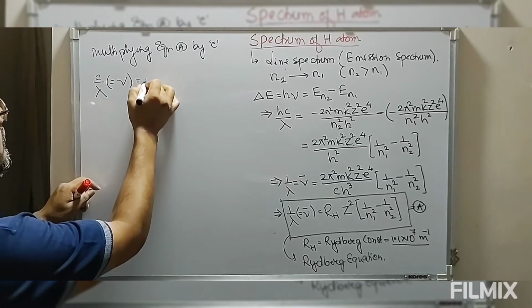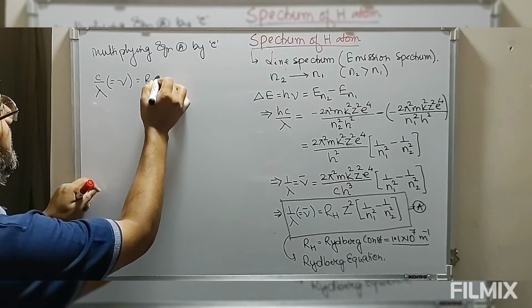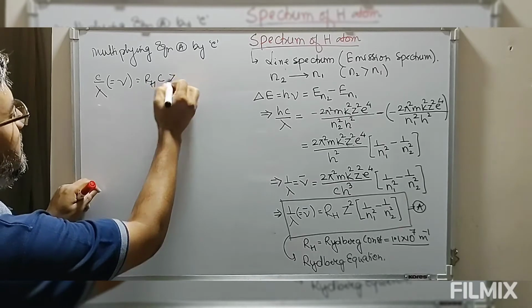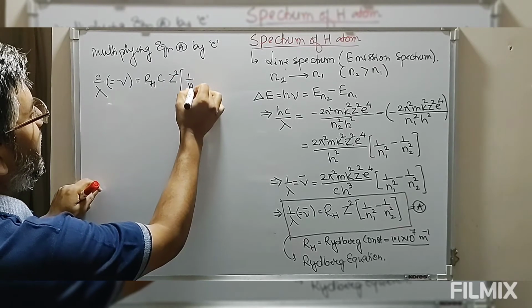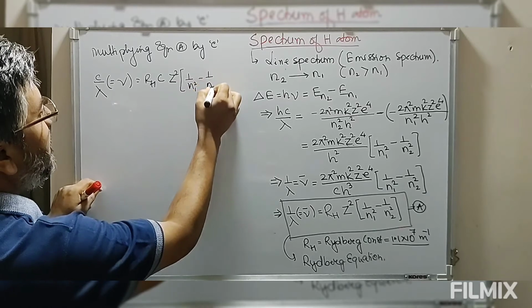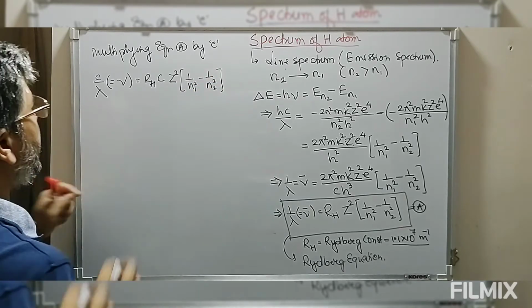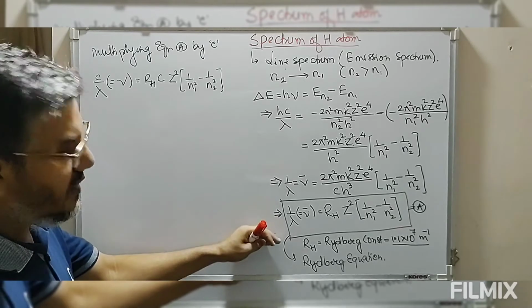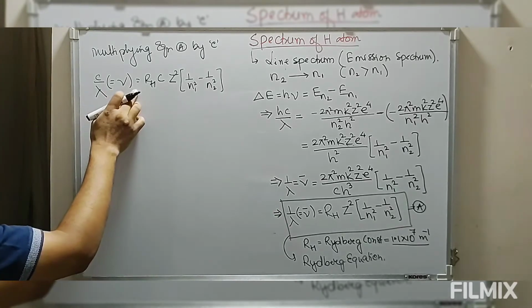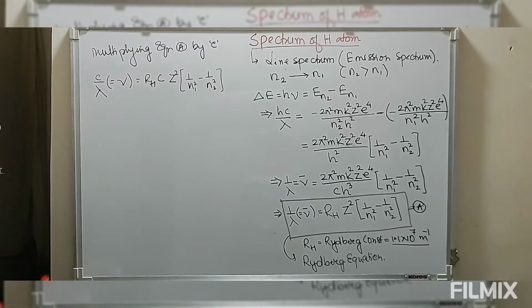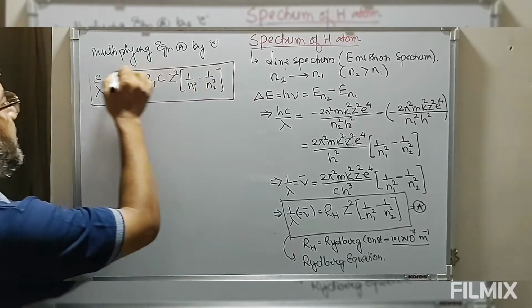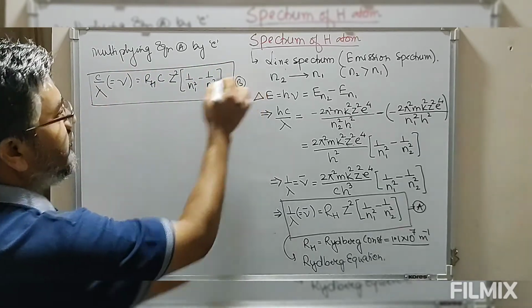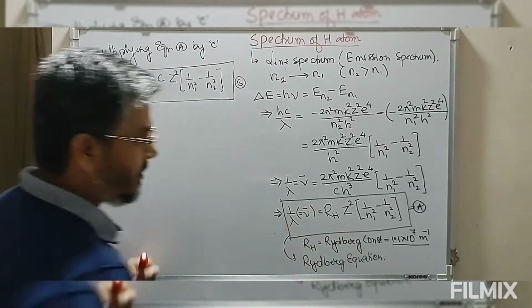So this equals RH C Z square (1 by n1 square minus 1 by n2 square). So once we have this wave number, we can also define the frequency. We just have to multiply this by C, that is known as the frequency. So this is another modified form of this Rydberg equation. More commonly we are going to use this Rydberg equation.